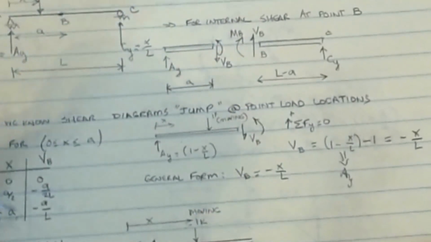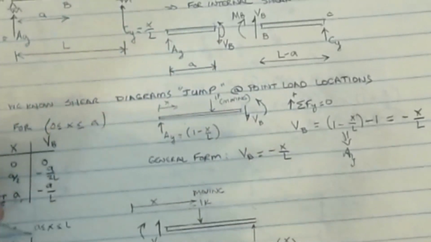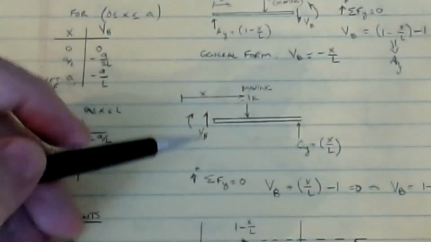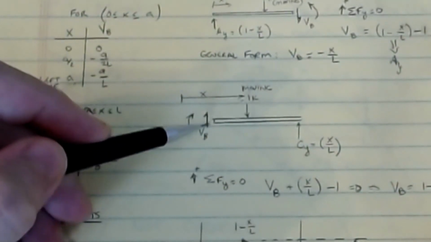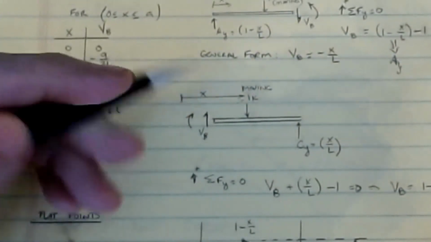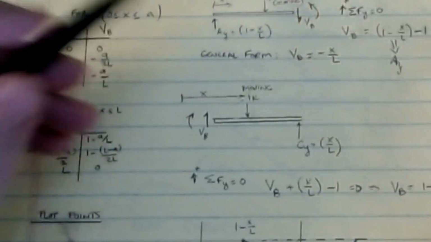Then we can look at the next one, for when it's between the two. In this case, what I've done is I've jumped over and taken the other side. So now I'm taking segment BC, which has the load. I could just as easily have set this up and done the same scenario as what I did before.